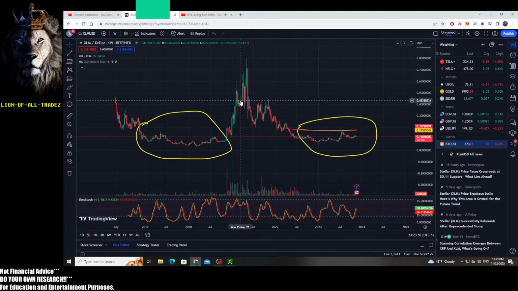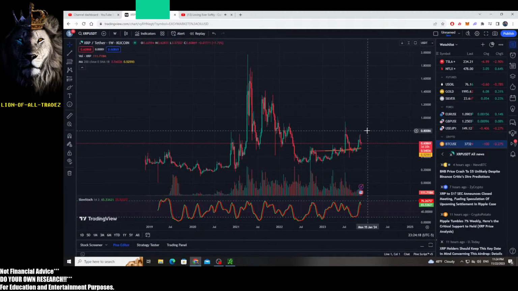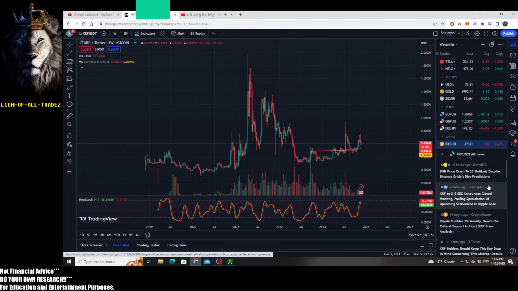I bought XRP on yesterday's dip after the CZ DOJ news release. CZ DOJ? Wait, what is this about? I gotta look at that. Oh, it's at 60 cents right now. What is this? XRP to $1.